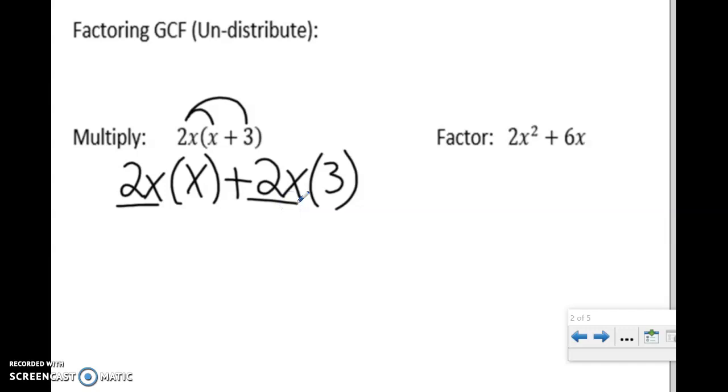We can see the 2x in both terms. Remember, this is a binomial. This whole thing is one term and then another, so two terms makes a binomial, like your bicycle with two wheels.